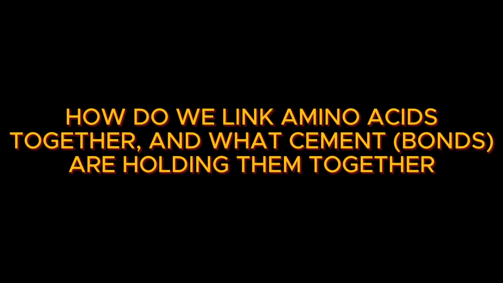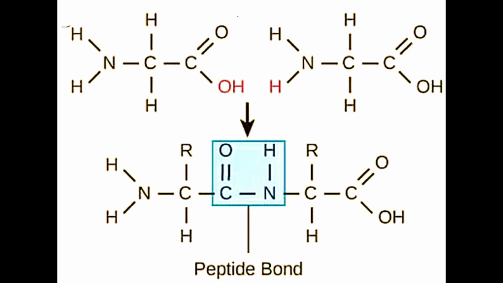So we now know how the amino acids look. Now, how do we link these amino acids together, and what cement or what bond is holding the amino acids in place? So that's what we are going to look at now. How we can link 2, 3, 4, 5, 6 amino acids together, and the type of bond that's holding the amino acids together. Now, the bond that we use to hold two amino acids together in this case is not cement, like in the case of blocks. But the bond we use to hold two amino acids together is called a covalent peptide bond. A covalent peptide bond.